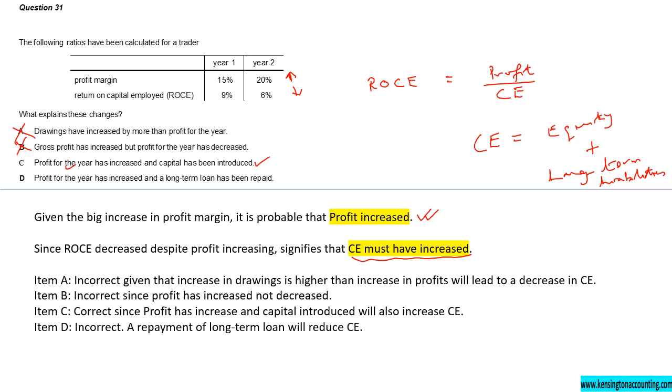D, profit for the year has increased and a long-term loan has been repaid. Now profit for the year has increased, that's good. It says the long-term loan has been repaid. Now, a long-term loan is part of long-term liabilities. Repayment of long-term loan means a reduction in long-term liabilities. A reduction in long-term liabilities will reduce capital employed. A reduction in capital employed will increase return on capital, not decrease it. Therefore, this is wrong. Okay, therefore the correct answer is C.